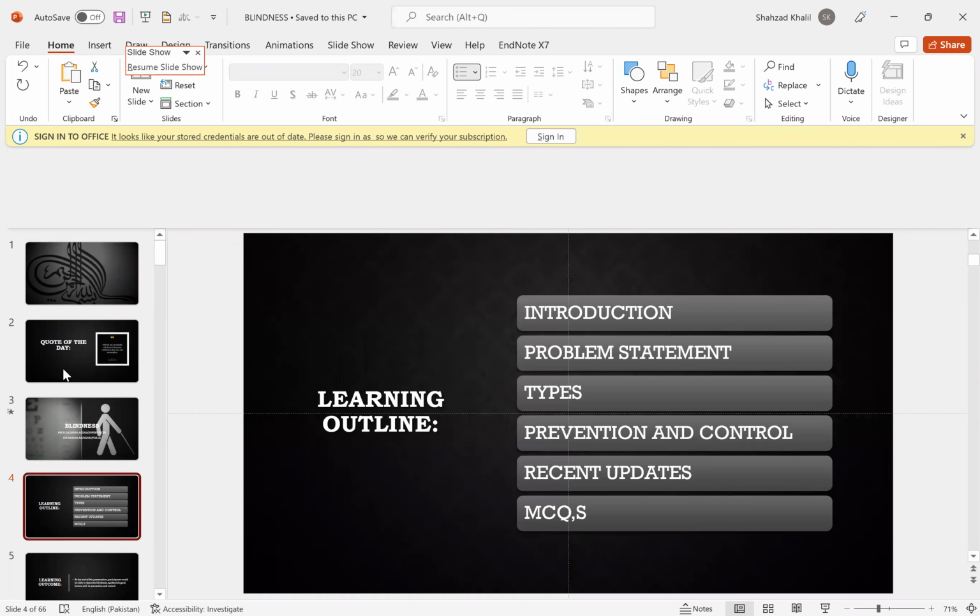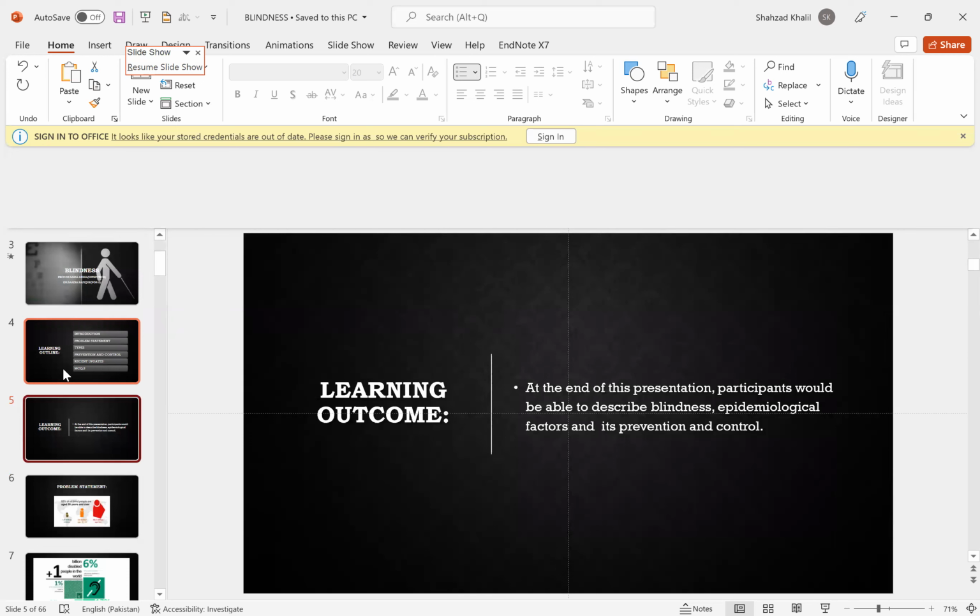Learning outline includes the introduction, problem statement, its types, prevention and control, recent updates, and multiple choice questions. At the end of this presentation, participants will be able to describe blindness, epidemiological factors, and its prevention and control.